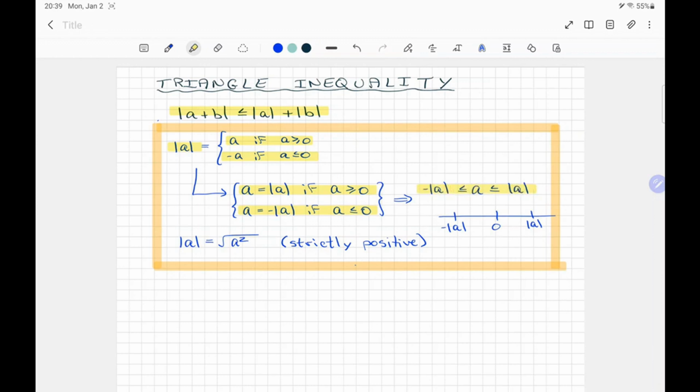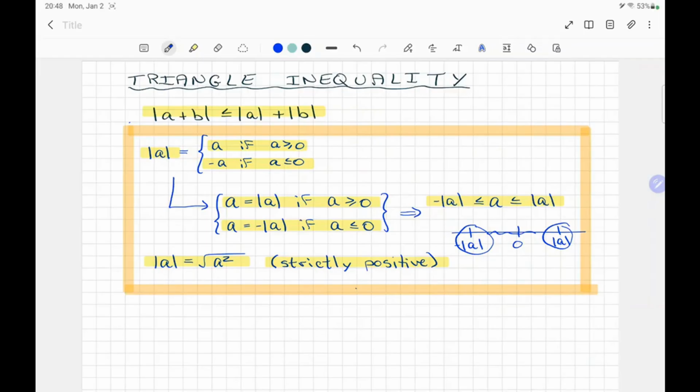Now, this is a little bit odd in the sense that a will always be equal to here or here, so it'll lie at the two extremes of the interval. It'll never lie inside the interval, but nonetheless, this inequality is perfectly valid. Finally, another way of getting the absolute value of a is to take the square root of a squared, where we understand that the square root really refers strictly to the positive square root.